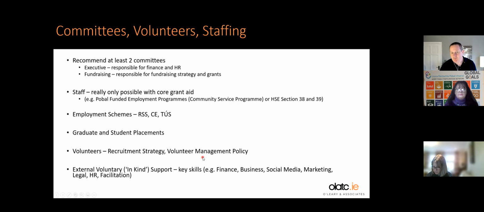Have a volunteer management policy in place as well, or a volunteer coordinator policy. Make sure that all your volunteers are given adequate training, and that they all sign up to the policies and procedures within the organization. Very, very important. A lot of people think that because they're volunteers, they don't have the same responsibilities as employees. They do.